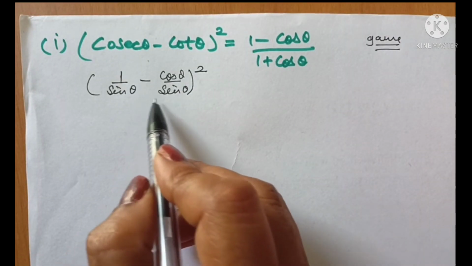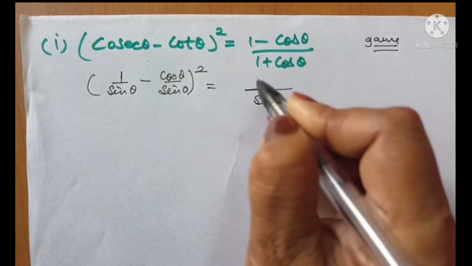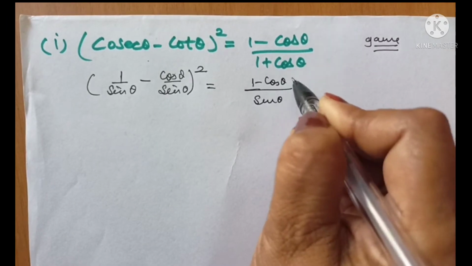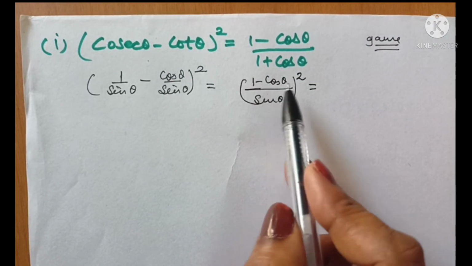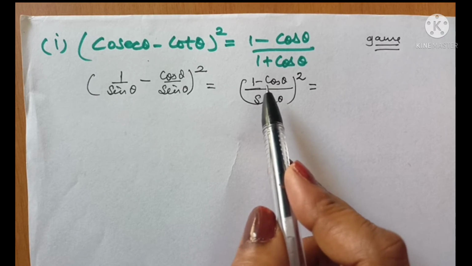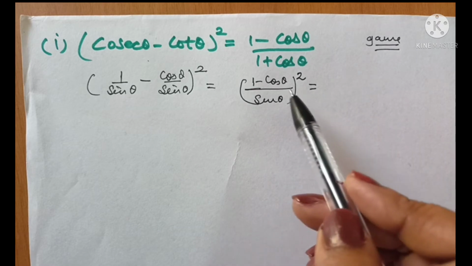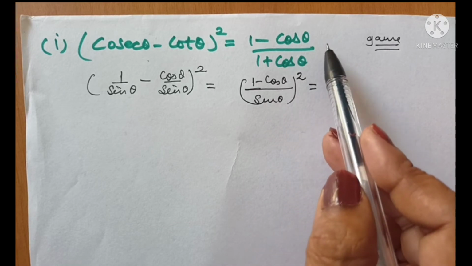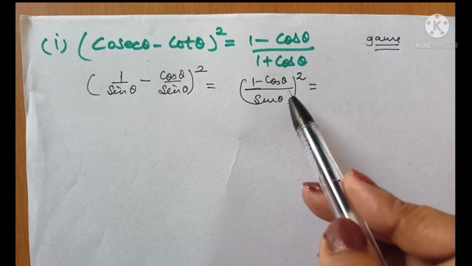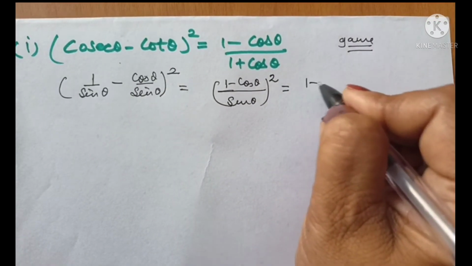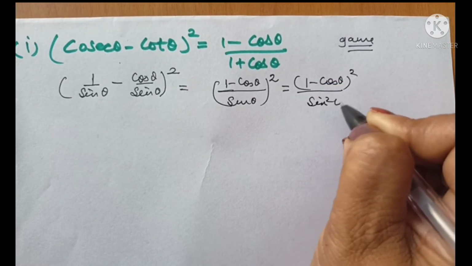Now, if I take LCM, what do I get? Taking LCM, I get LCM as sin theta and numerator is 1 minus cos theta whole square. Now, do not open the identity. Do not apply a square plus b square minus 2ab. Why we should not open it? Because when I will get 2ab, in the right hand side 2 is not required. Okay, so that is why we are not going to open it. We shall leave it as it is. I get 1 minus cos theta whole square divided by sin square theta.